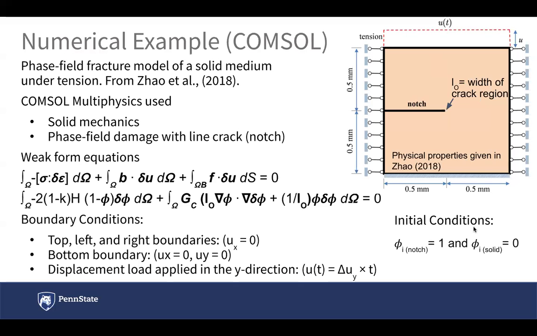The initial conditions here: the phase field is equal to 1 in the notch and 0 elsewhere along the domain. The physical properties that we use for this model are given in Zhao's paper as well. And the model is 1 millimeter by 1 millimeter, and the crack length is 0.5 millimeter.